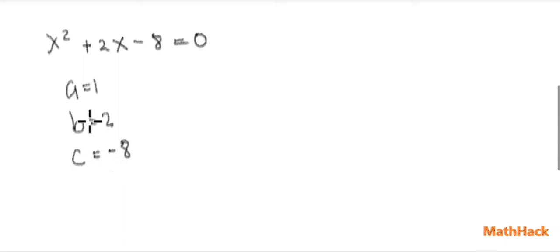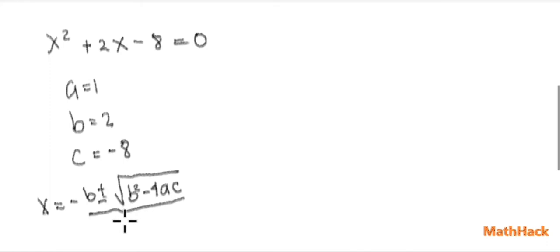Pagkatapos, ipa-plug in natin itong mga to or substitute sa quadratic formula. Sulat ko lang ulit yung quadratic formula dito para hindi natin makalimutan, no? Or may masundan tayo. This is equal to negative b plus or minus the square root of b squared minus 4 times a times c all over 2a. Maganda na memorize ito at eventually naman memorize natin kung lagi natin siyang ginagamit, no?